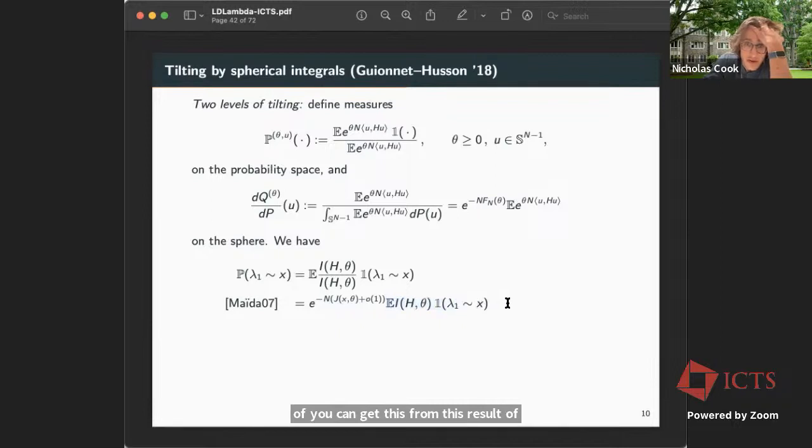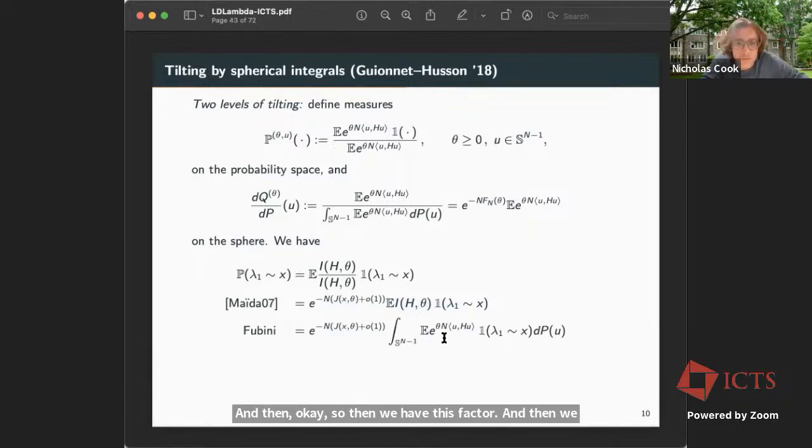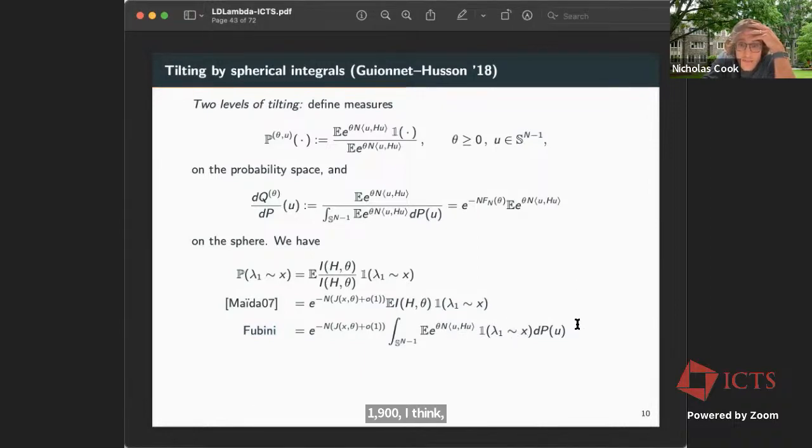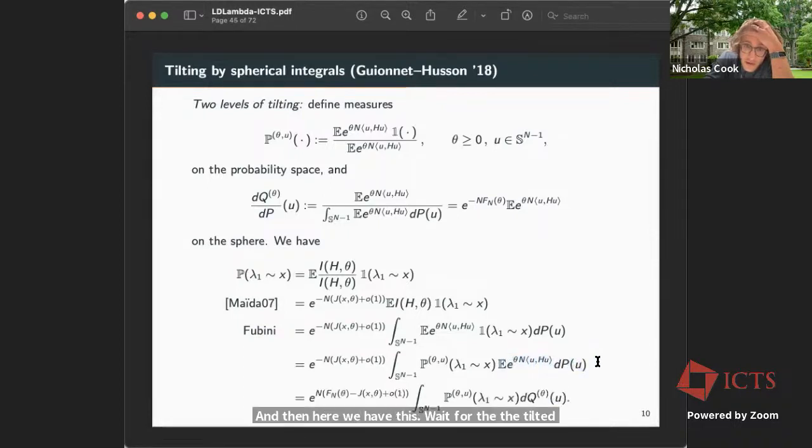And then we have this factor, and then we can apply Frobenius' theorem. I don't have a year for that result, roughly 1900, I think. And then this you can re-express in terms of our tilted measures. So under the integral, you can re-express that in terms of this tilted probability measure. So we're sort of taking an average of this tilted probability. And then here we have this weight for the tilted measure Q. And then this free energy comes out.